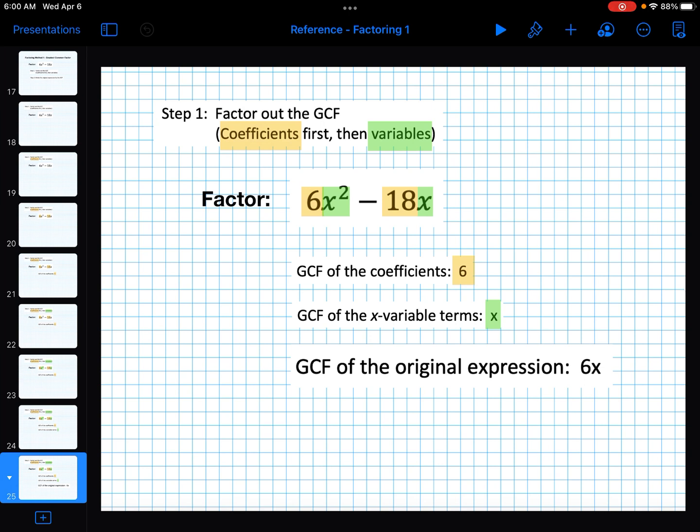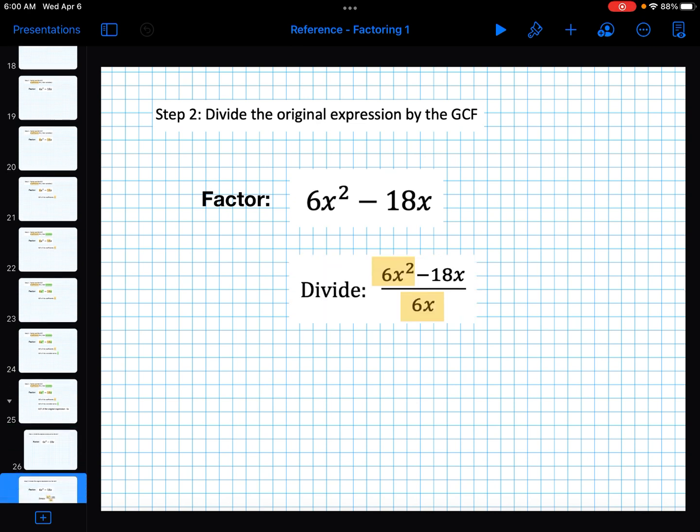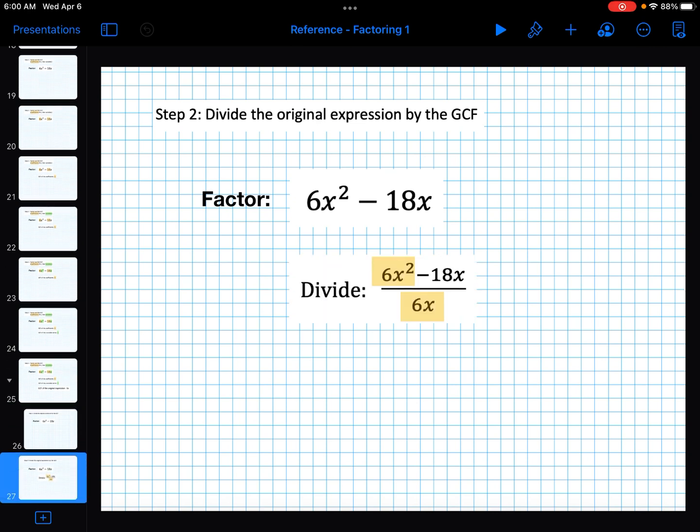Right? Now we have to take that GCF and find the second factor. To do that, we divide the original expression by the GCF. So remember our GCF was 6x. So we divide the original expression by 6x, one term at a time. When you divide the first term by 6x, 6 divided by 6 is 1, and x squared divided by x is x. It might be helpful to remind yourself of the rules for dividing powers of the same base. You subtract the exponents and you keep the base the same. So the quotient of those first two terms is going to be just x.